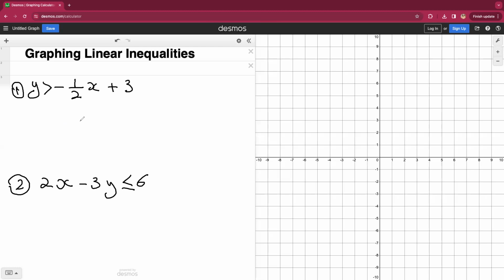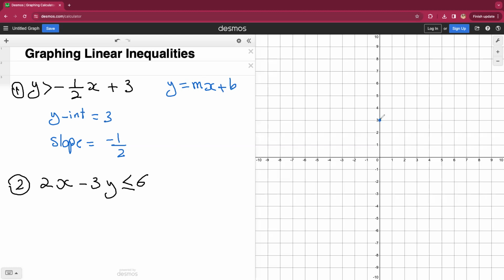So the y-intercept for this equation here, you treat it as if it was y equals negative half x plus 3. So the y-intercept equals 3. And then m, the slope, is negative 1/2. So as we said, this follows the equation y equals mx plus b, where m is the slope and b is the y-intercept. Now we go ahead and plot the y-intercept.